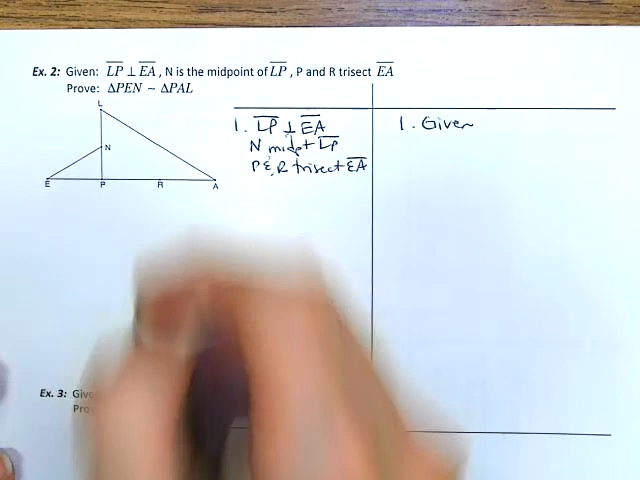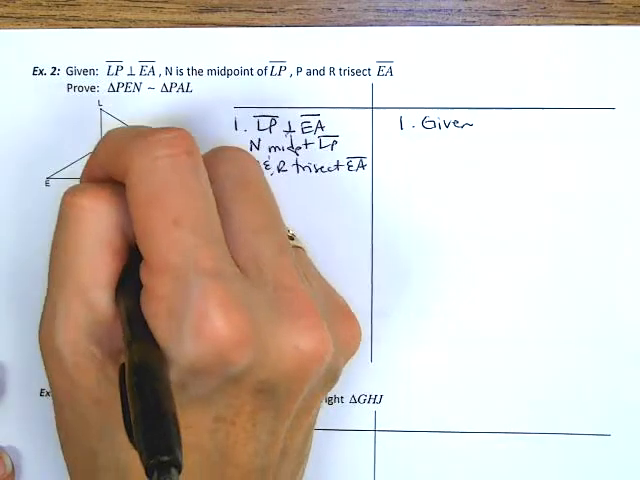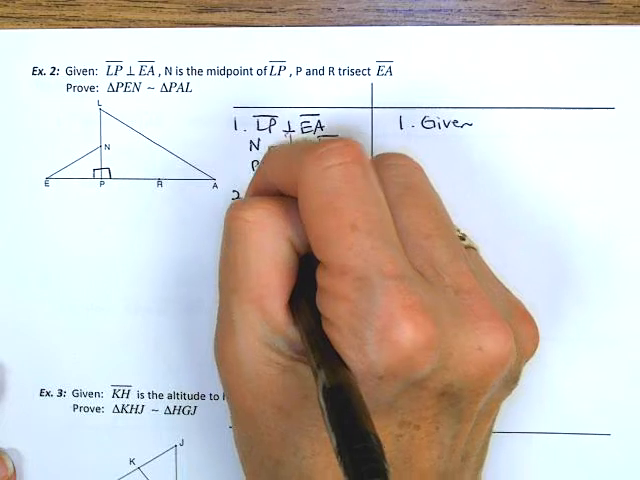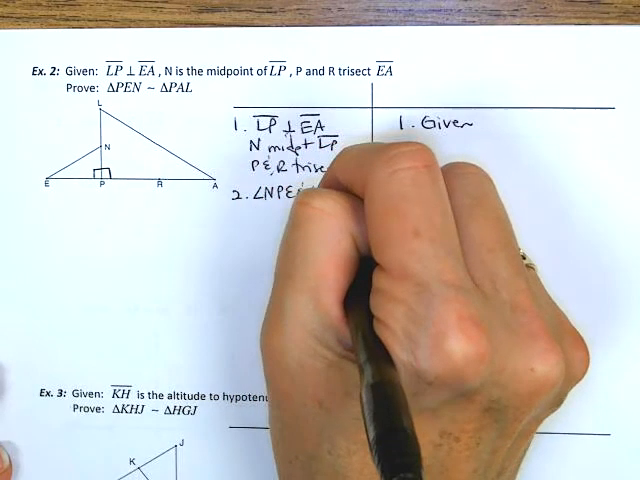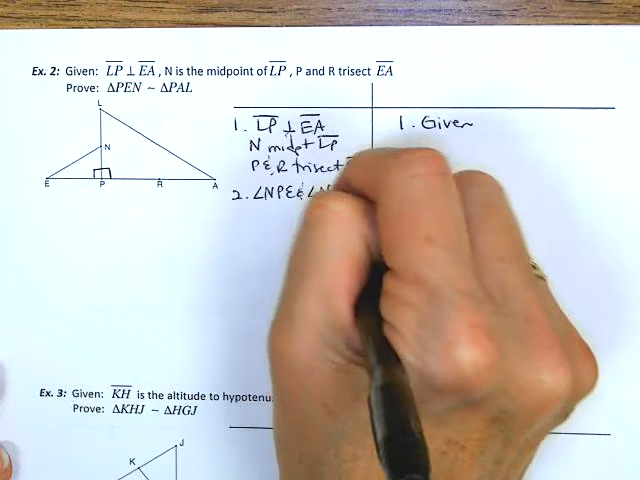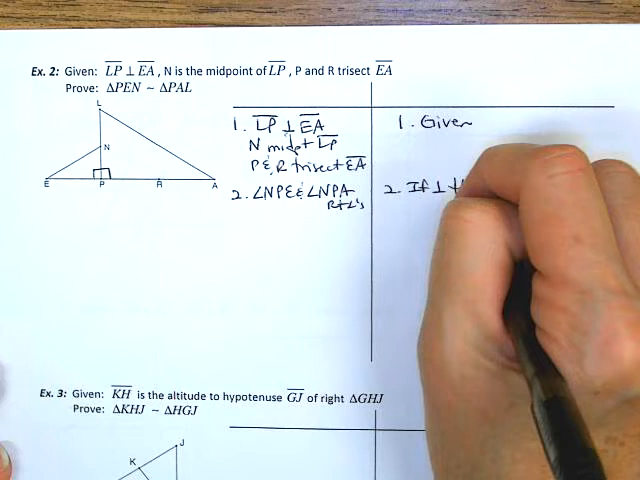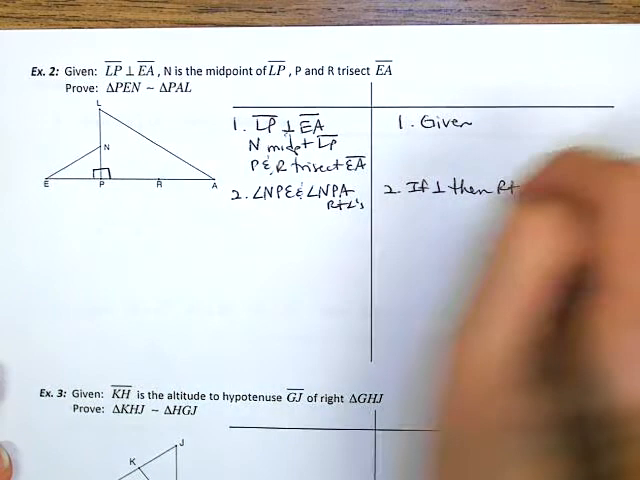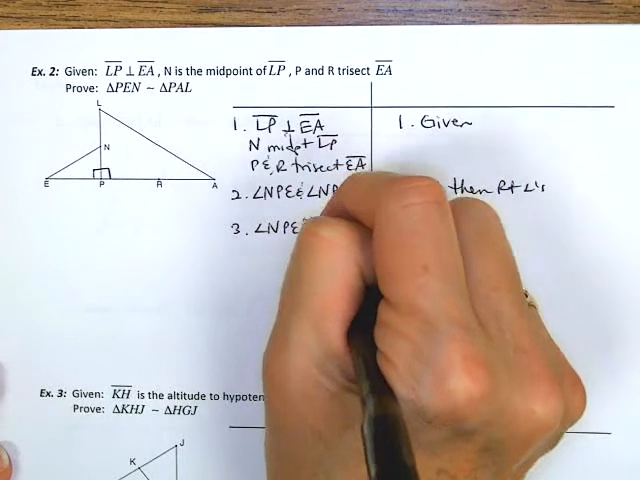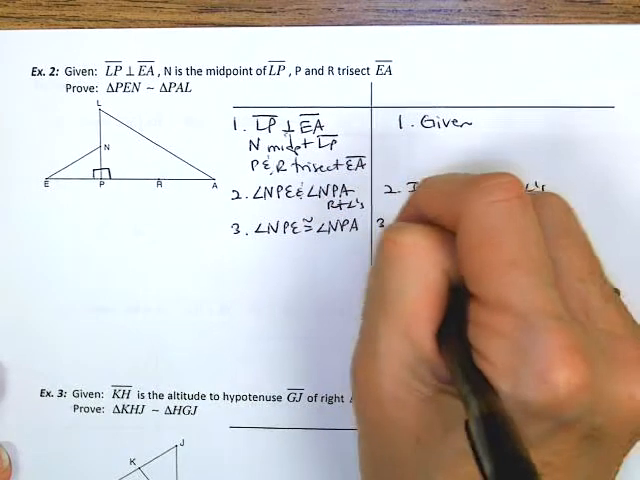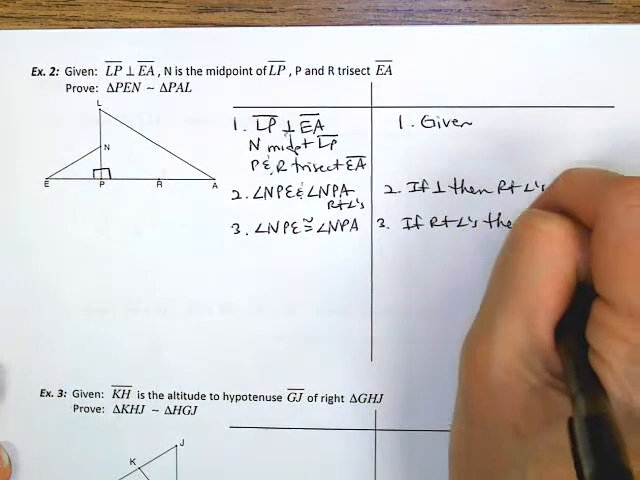All right, so let's start with the perpendicular because that's easy. I can say these are right angles right there, so angle NPE and angle NPA are right angles. If perpendicular, then right angles. I can get them congruent: NPE congruent to NPA. If right angles, then congruent.